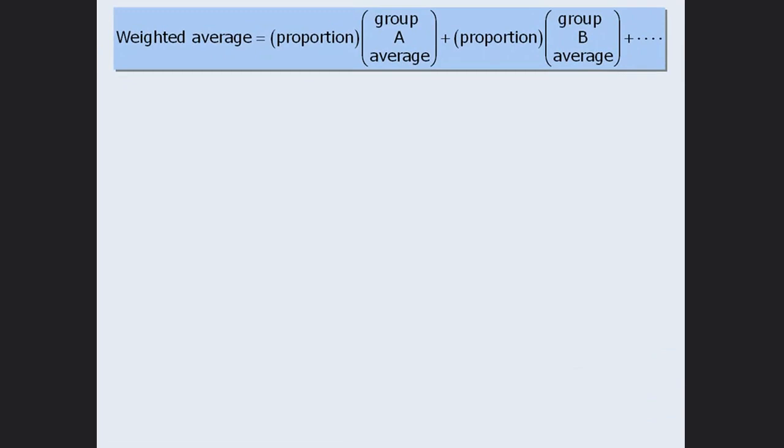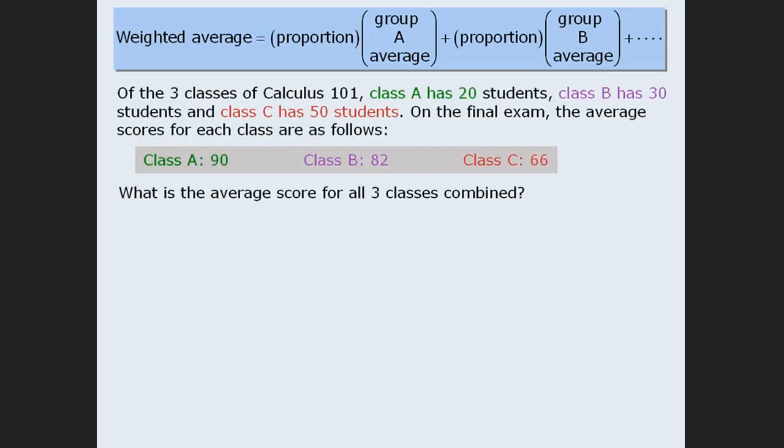If we are combining 2 or more groups where we know the average of each individual group, then to find the weighted average of the combined population, we will take the proportional representation of one group, say group A, and multiply it by the average of that group. Then we will do the same for another group, and so on. Okay, now let's apply this formula to the following question.